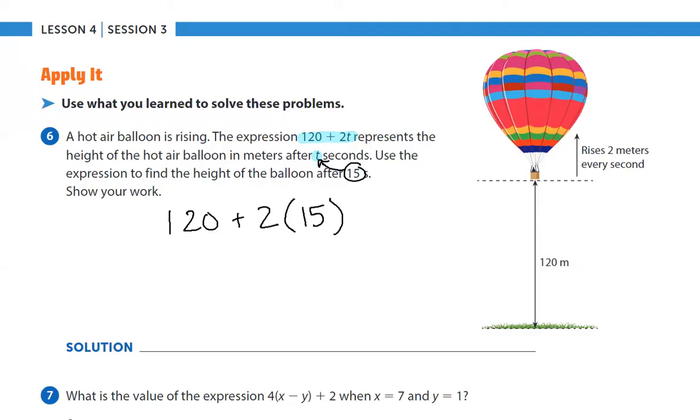Okay, so remember, we have to do the multiplication before we do the addition. 2 times 15 is 30. We're going to bring down what we haven't used yet, and 120 plus 30 is 150. And that's meters, right? 150 meters.